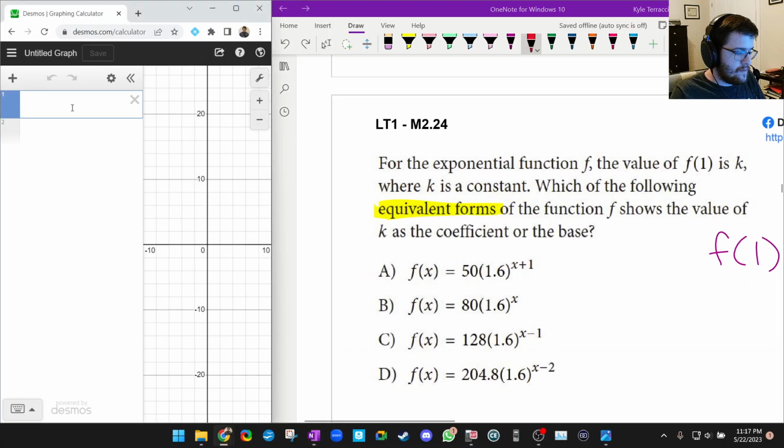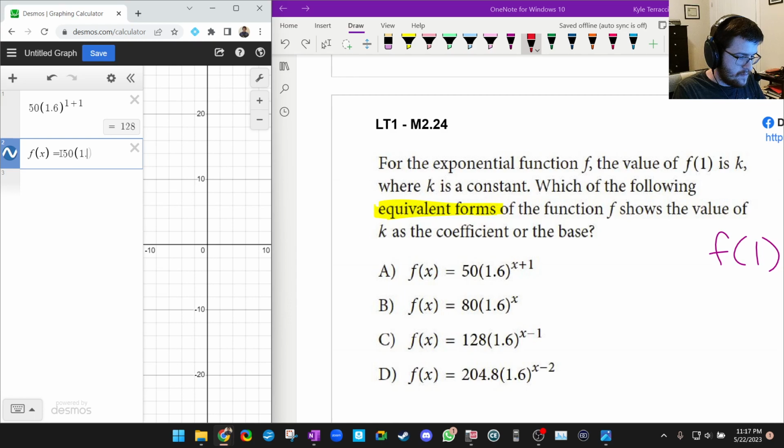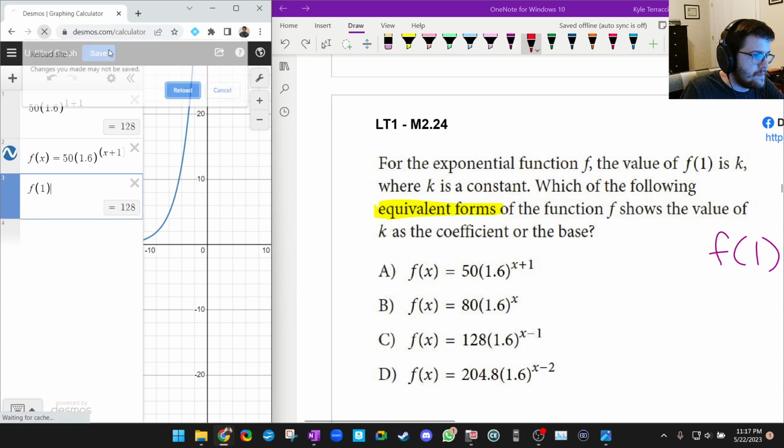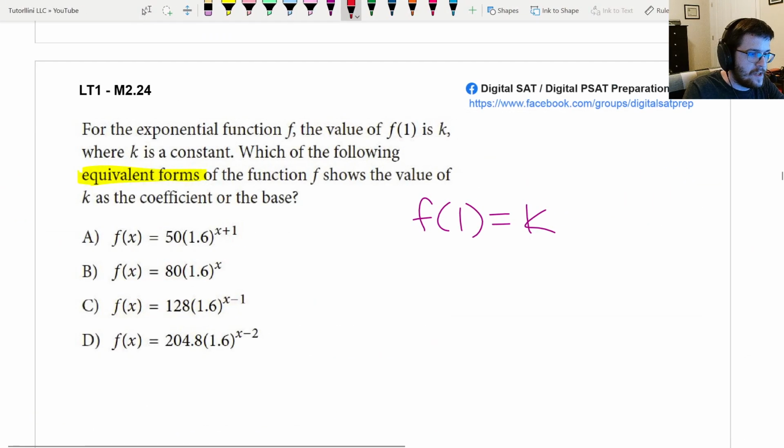So I'm going to do the first one. 50 times 1.6 to the, this is really annoying, guys. You got to put parentheses around it when you first type it. x plus 1, 1 plus 1. I get 128. You also could have just typed in any of them, and then did f of 1, which again is 128. So whatever works. That's it. That's the whole question. So f of 1 is 128.